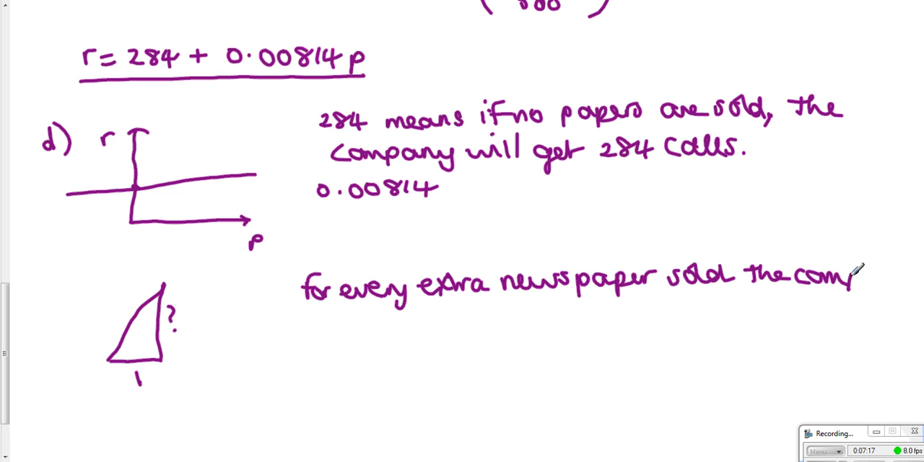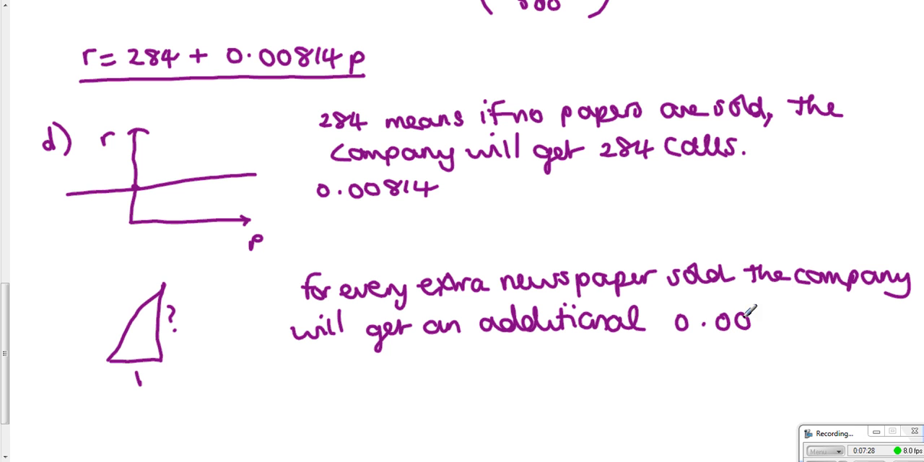the company will get an additional, because it's going up by this amount, 0.00814 phone calls. You might say that's not very much. For every extra newspaper, we get a tiny fraction of an extra phone call. But think about it in terms of scaling it up. If we multiply by 1,000, that means for every 1,000 newspapers sold, you get another 8 phone calls. And if there's a fairly big circulation on the newspaper, which there is for most newspapers, that's a pretty good return on advertising.